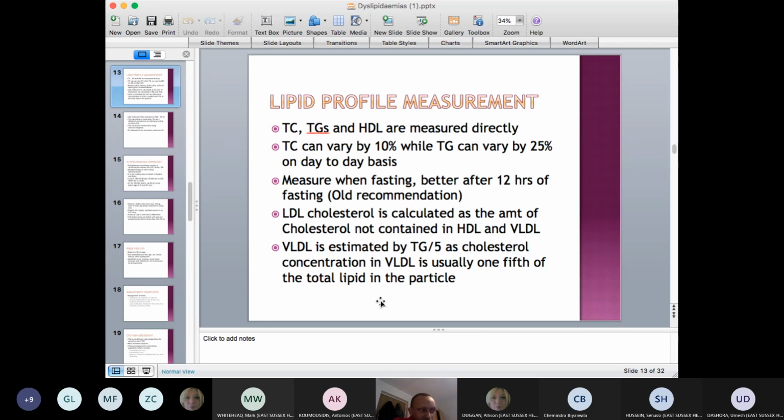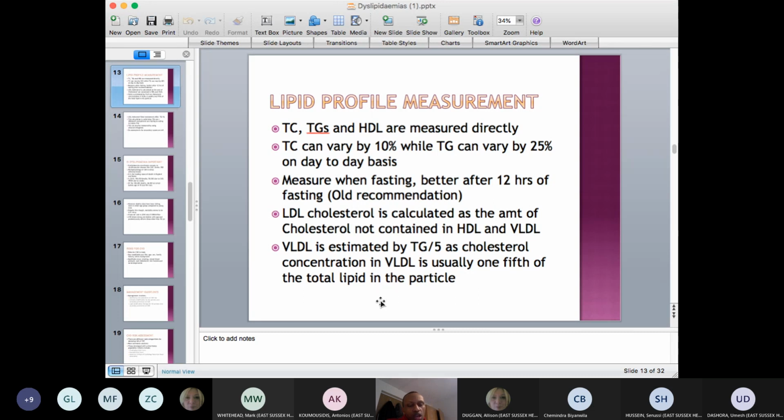Now you can easily take the on-spot or the random measure, because the emphasis now is going on the non-HDL, which is an important marker of how to manage the cholesterol.